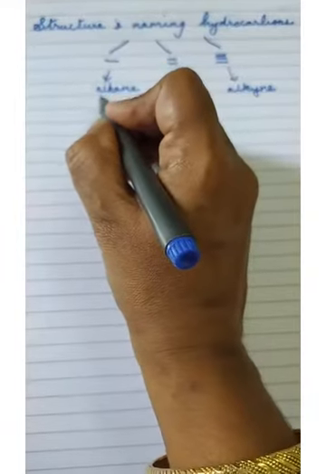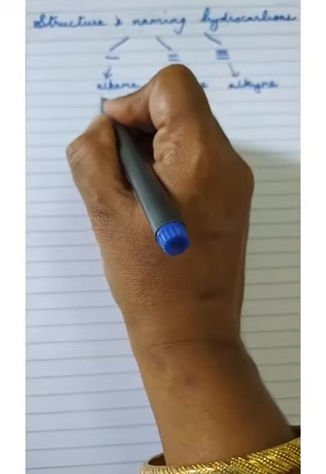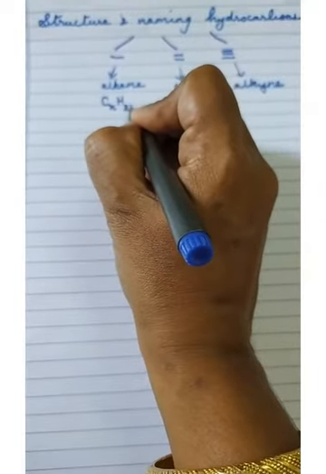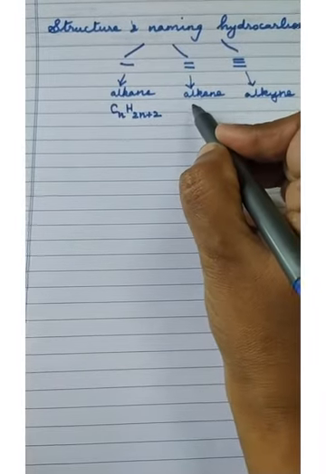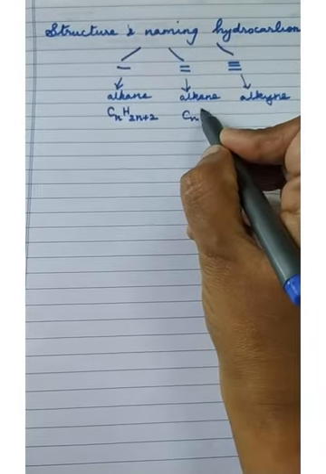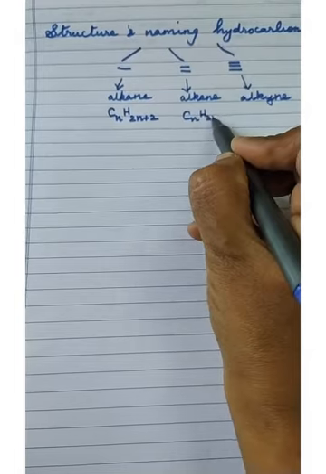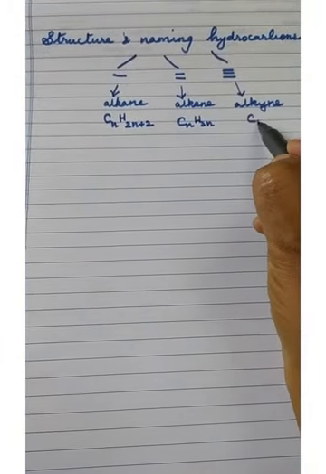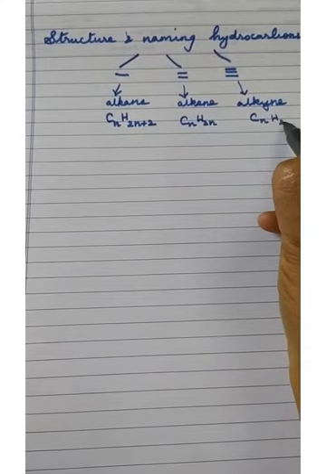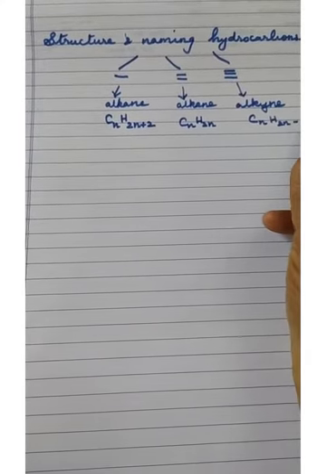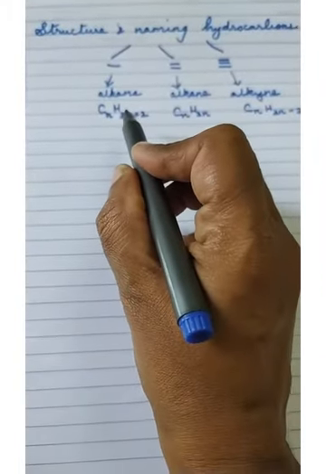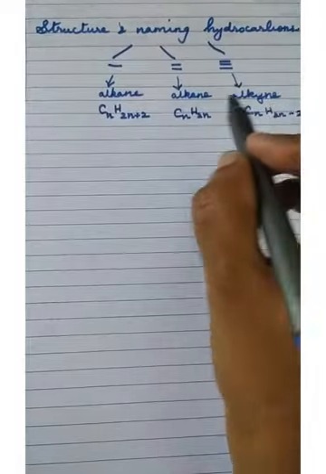The general molecular formula for alkane is CnH2n+2. For alkene it is CnH2n. For alkyne it is CnH2n-2. So these are the general molecular formulas we can use for alkane, alkene and alkyne.